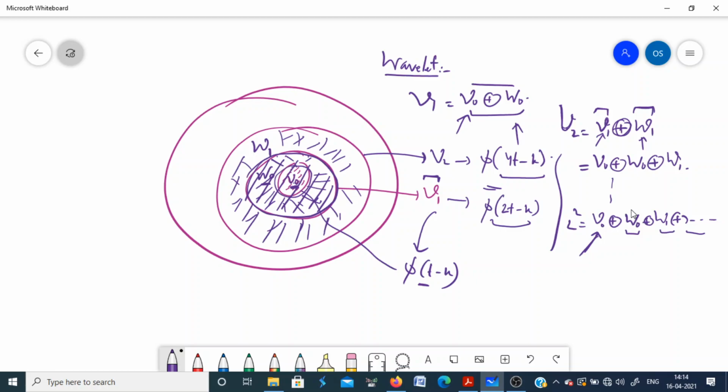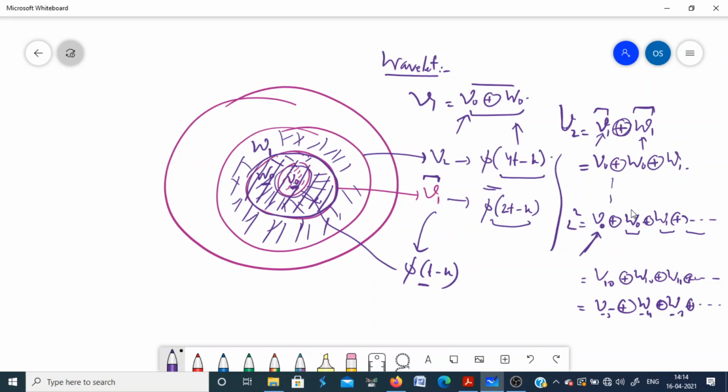In general, we have used the scale 0 here for the scaling function. Otherwise, you can start from any scale. Suppose V10, then next will be your W10, W11, and so on. Or you can even start from a lower scale, maybe V minus 5. Then you will have W of minus 4, W of minus 3, and so on.